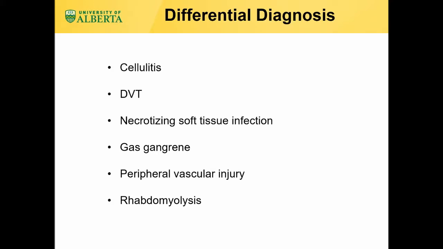Diagnosis of compartment syndrome is primarily clinical, but important differentials to keep in mind include cellulitis, deep vein thrombosis, a necrotizing soft tissue infection, gas gangrene, a peripheral vascular injury, and rhabdomyolysis.